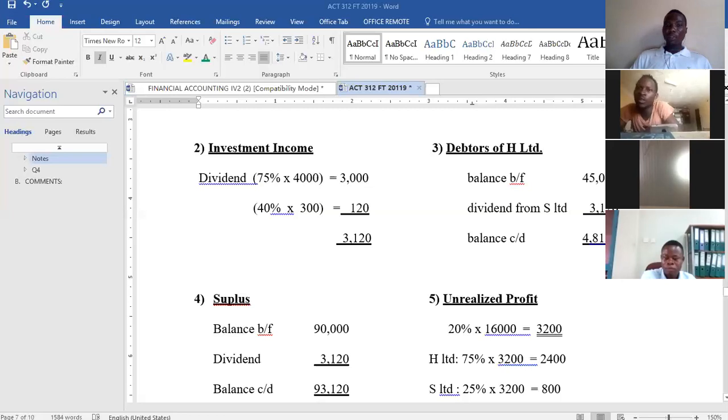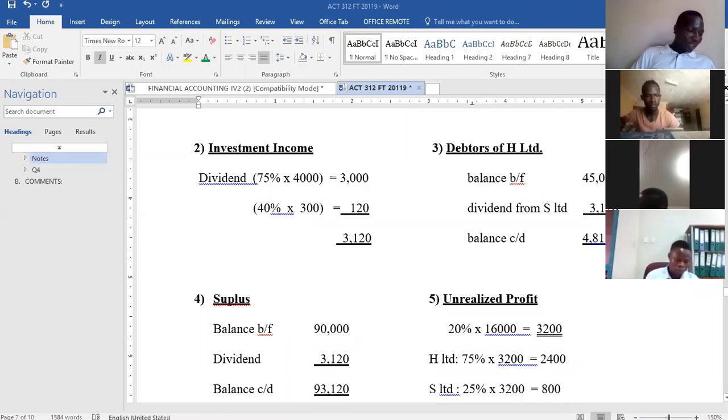H is the holding company. Good. And then, who is the subsidiary? S is the subsidiary company. Good. So, when you are going to treat sale of goods, you must know who is the subsidiary and who is the holding company. Once you fail to identify those two, you will be mistaking the treatment of the unrealized profit.